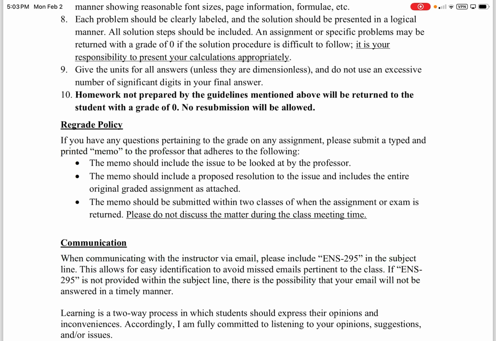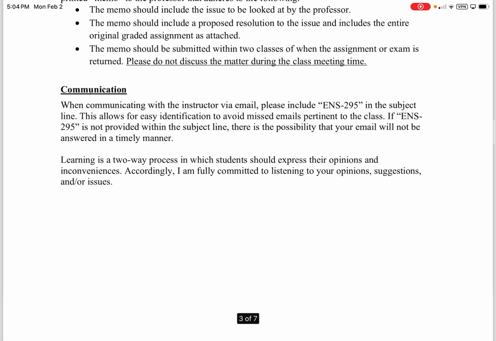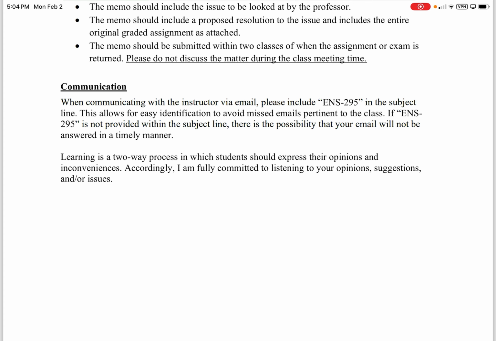For the regrade policy, if you have questions about your exams or homeworks, don't bring them up during class time, because this time is for the lectures. But if you do have a question, you can send me a memo, or we could talk about it after class, outside of office hours or during office hours, just not during the main class time. That's all. For communication, again, I'm going to try to resolve the issue with my email, but I do have access to it on my phone. I don't know why I didn't get the notification this weekend about the one email, but I'm usually very responsive with emails.